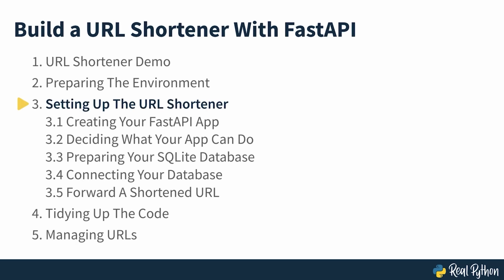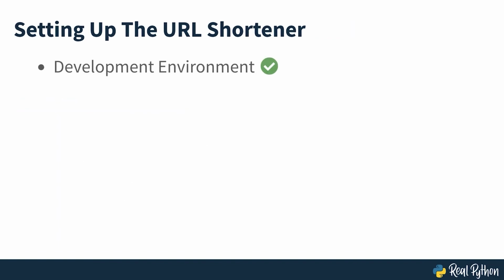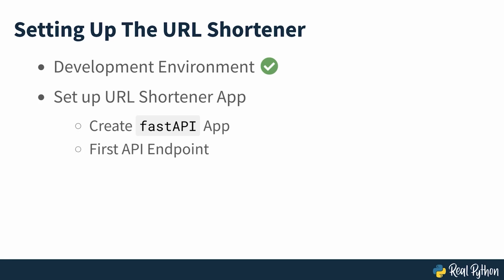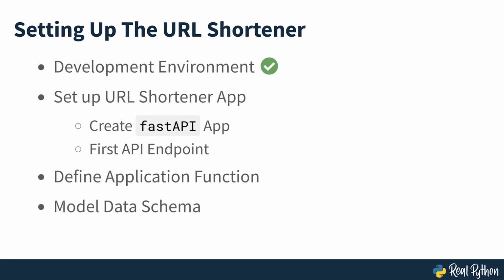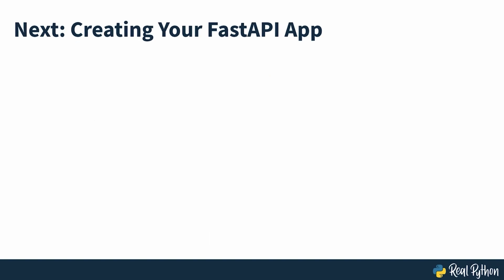Setting up the URL Shortener. Now that you've prepared your development environment, it's time to set up your URL Shortener app. In this part of the course, you'll create a FastAPI app with your first API endpoint. Once the app is running, you'll define what your app should be able to do. You'll model the data schema into a database, and at the end of this step, you'll be able to shorten a URL and see how your app forwards the URL to the target. Now you know what we covered in this section, let's get started by creating the FastAPI app.